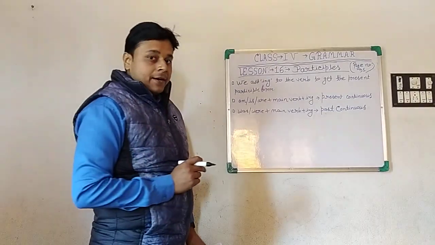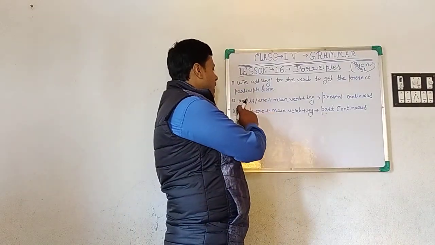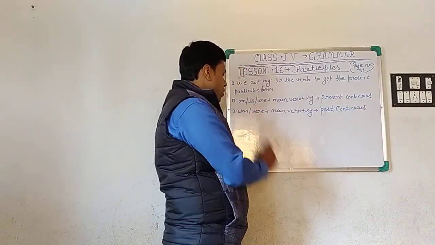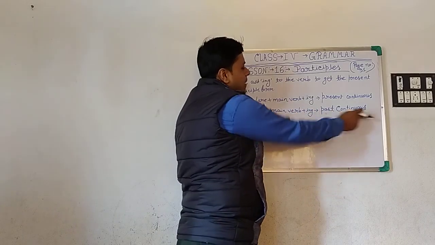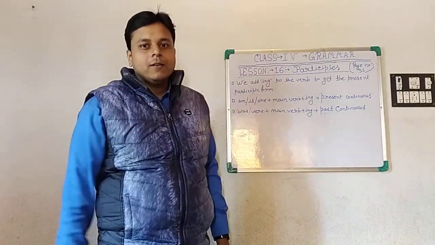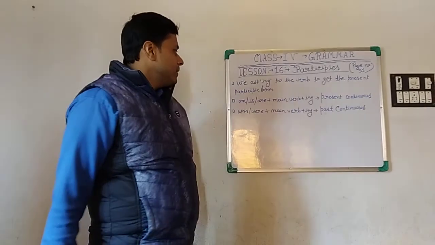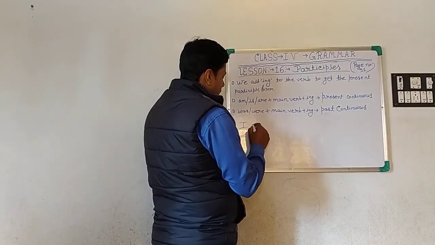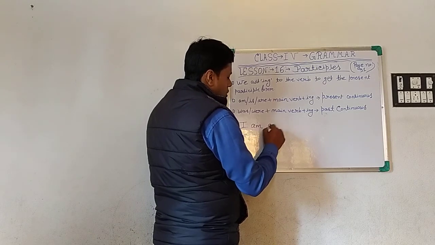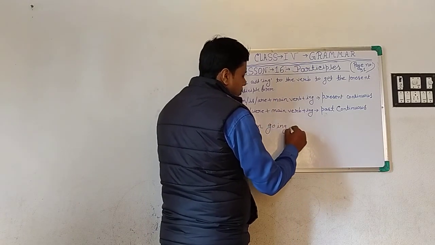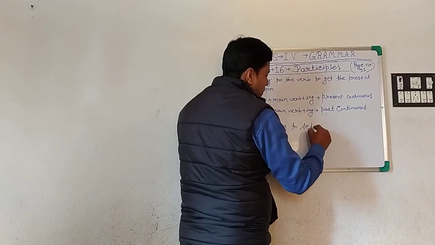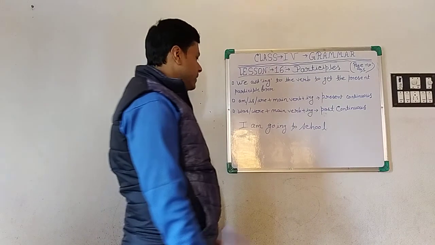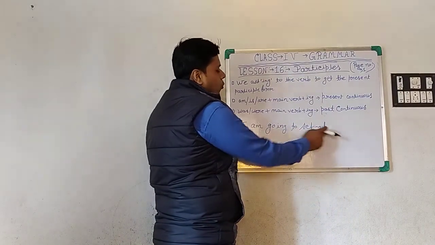And the second point you have to remember: am, is, are plus main verb plus ing is present continuous. Was, were plus main verb plus ing is past continuous. Have you got it? Did you understand what I have written? Okay, so let's look at an example. I am going to school. Look at the board carefully. You will learn very quickly. Look carefully at the board. I am going to school.